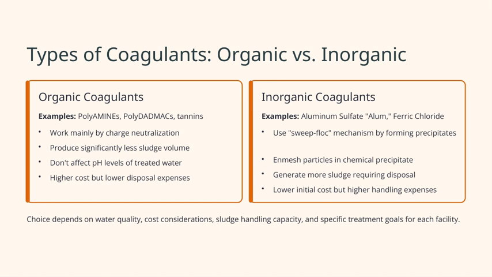Ultimately, choosing between organic and inorganic coagulants depends on several factors: water quality, cost considerations, your facility's capacity to handle sludge, and your specific treatment goals. Understanding these differences helps in making an informed decision that aligns with your treatment needs and operational constraints.